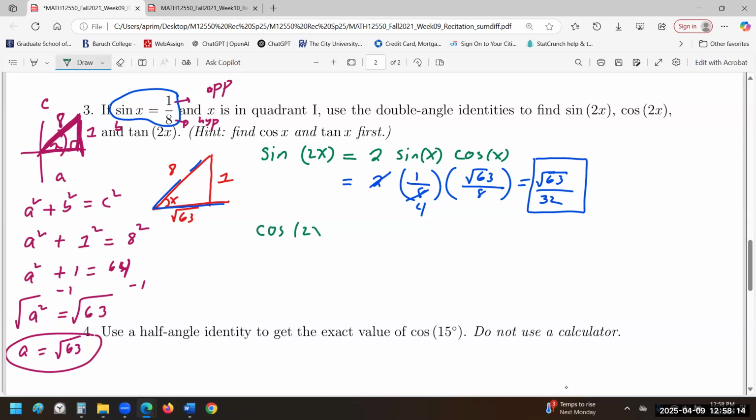Then we do cosine of the double angle. Now cosine double angle has 3 formulas. It doesn't matter which one you use, you get the same result. My favorite one is cosine squared x minus sine squared x. It's my favorite because it reminds me of sine square plus cosine square equals 1. Sine square plus cosine square is 1, but when you subtract, cosine square minus sine square, it becomes the double angle for the cosine.